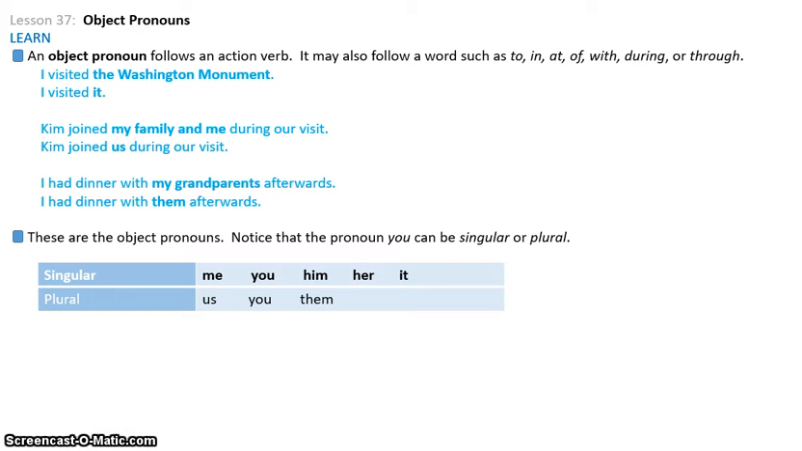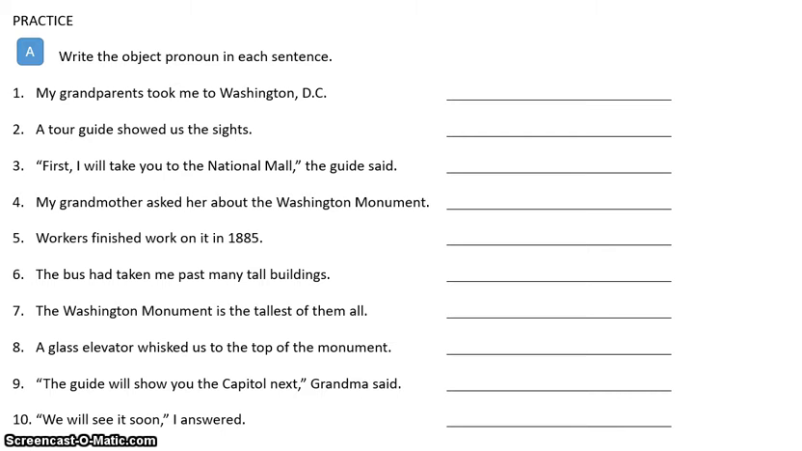All right, so let's take a look and see if we can get the hang of this in our workbook. So go ahead and look at practice set A, and you're going to do the exact same thing that you did on the other one, except you're not looking for subject pronouns anymore. You're looking for object pronouns. Now, they gave you that handy dandy little chart for you to look at so you can tell which one you're looking for.